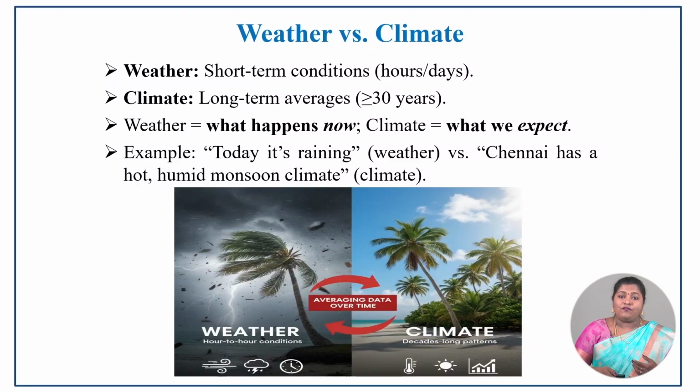The next one is climate. What is meant by climate? Climate, as we have already discussed, is a long term average. It is an average of about 30 years. And an example of climate is that Chennai has a hot, humid monsoon climate. So, this is an example of climate.